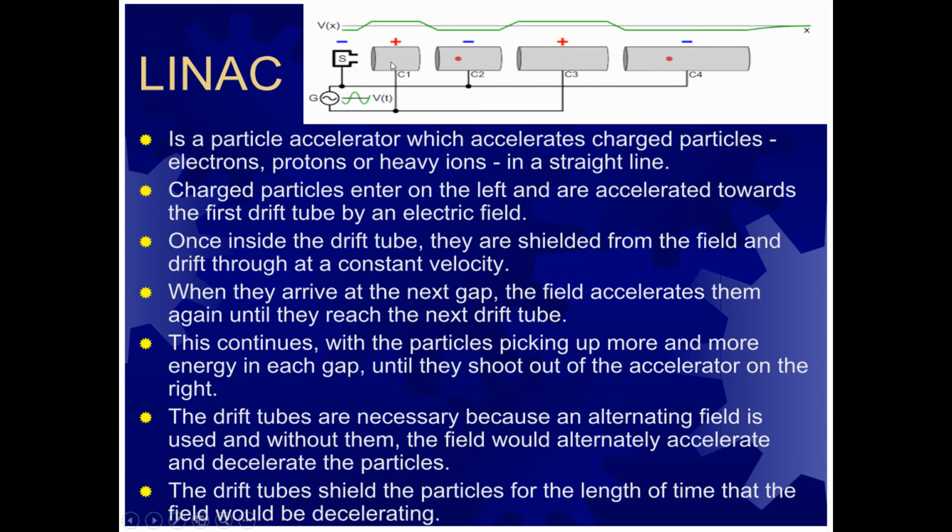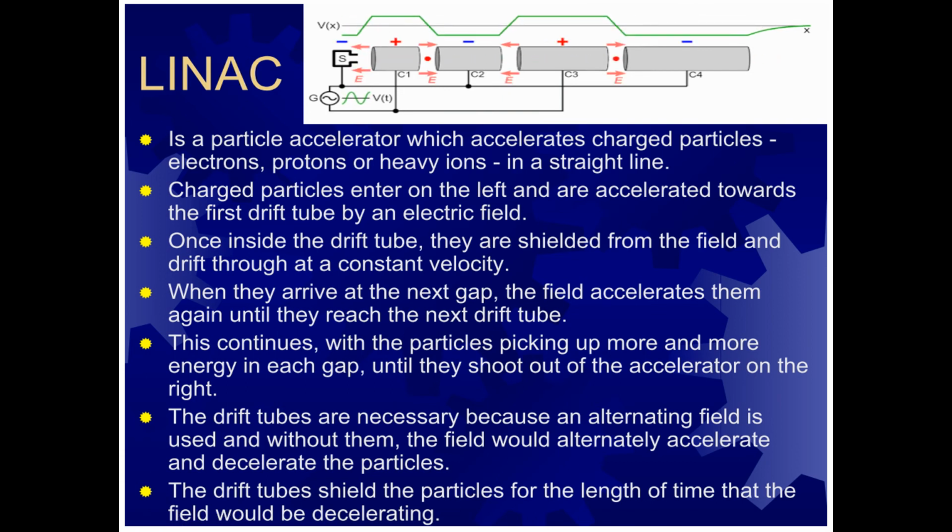As we describe this, you can visualize it yourself. When they arrive at the next gap, after passing through one drift tube, the field accelerates them again. Right after the emission from the source, the particle was accelerated by the electric field until it entered the first drift tube. Then when it arrives at the gap, it is again accelerated by the electric field.